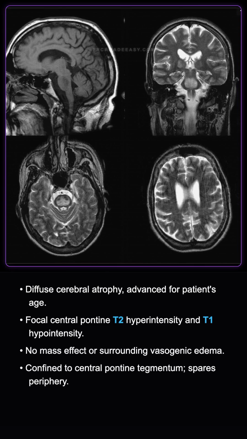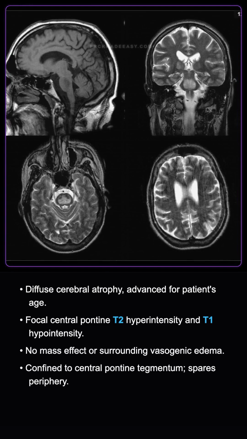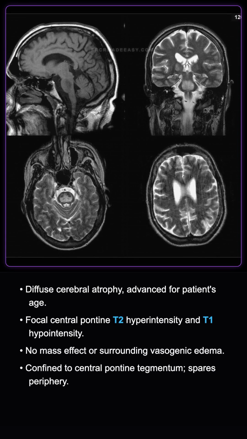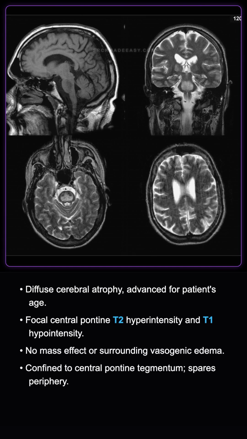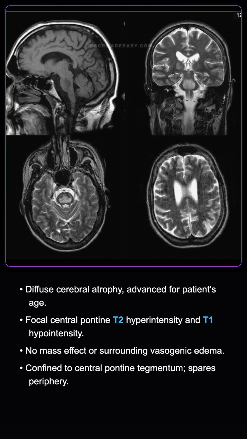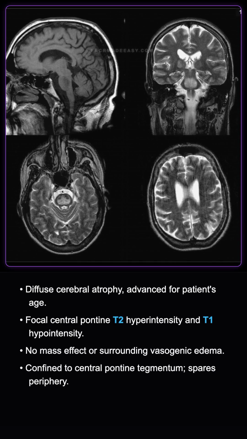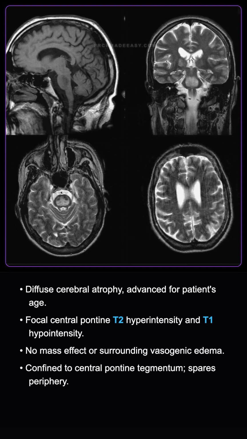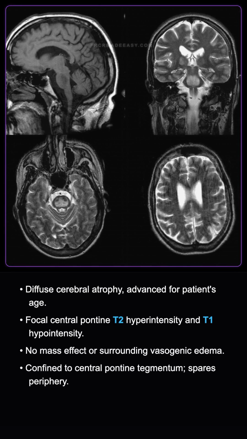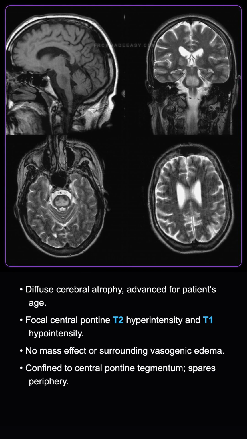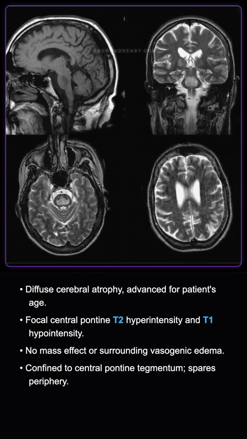Yes. The brain MRI demonstrates diffuse cerebral atrophy that is highly disproportionate for the patient's young age. In the central pons, there is a large focal area of signal abnormality that is hyperintense on T2-weighted scans and hypointense on T1-weighted scans. Importantly, there is no associated mass effect, midline shift, or surrounding vasogenic edema. The sagittal T1-weighted scan confirms that the lesion is confined to the central pontine tegmentum, sparing the periphery.